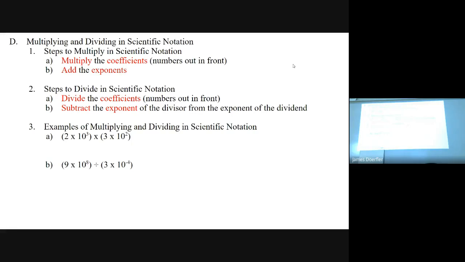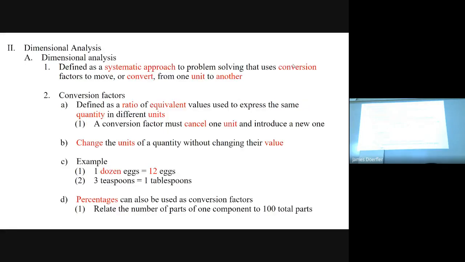So let's talk a little bit about dimensional analysis. It is defined as a systematic approach to problem solving that uses conversion factors to move, or again, there's that big word, convert, from one unit to another. The term conversion factors, that's really all we utilize are conversion factors.